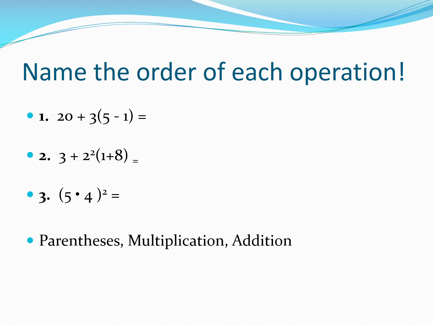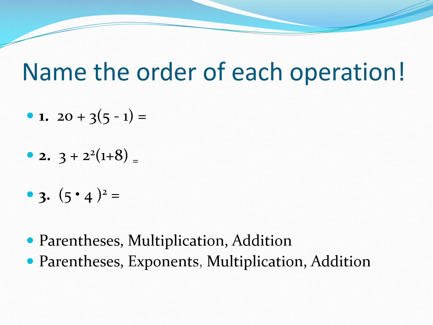These are the answers. So in the first one, like I said, parentheses, multiplication, then addition. In the second one, parentheses, exponents, and you multiply 2 to the second by the parentheses, and you add 3. And then the last one, you do whatever's inside the parentheses, then you do the exponent.